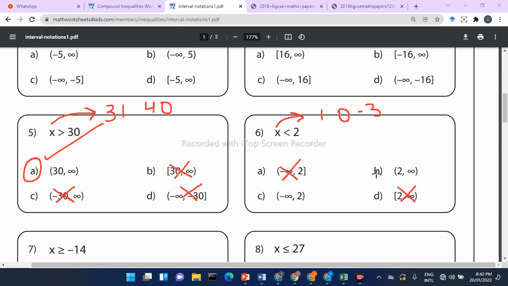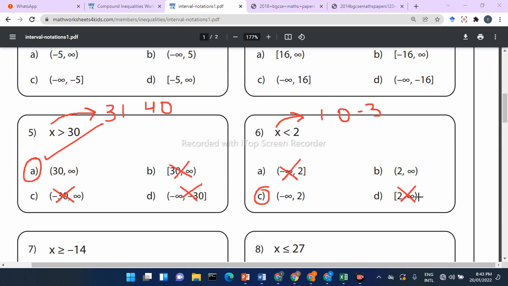Okay, let's look at B. B is saying start at numbers greater than 2 and get increasingly bigger. We don't want to do that because we're trying to get smaller. And so the correct answer is C, because we are going to start at numbers less than 2 and get increasingly smaller. Alright, so the correct answer here is C.